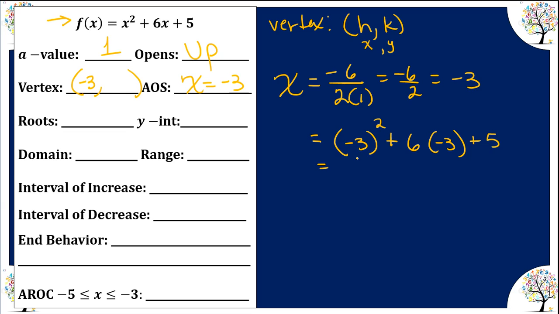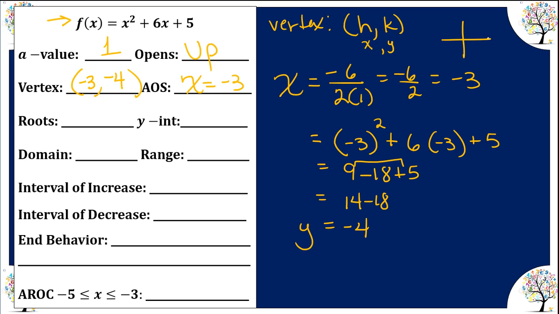When we square a negative, we get a positive. Then we have -18 and then plus 5. When we combine our two positive numbers, we get 14 minus 18. So our output, y, is going to be -4. So our vertex is (-3, -4).